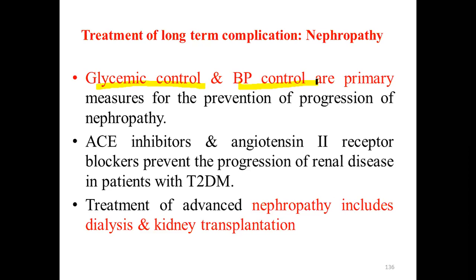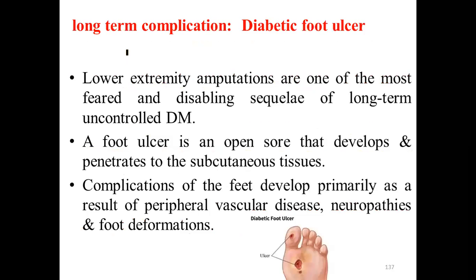So what will be the drug of choice for controlling BP? ACE inhibitors and ARBs will be the primary choice because they are renoprotective. For glycemic control, we can use what? SGLT2 inhibitors will be the drug of choice.